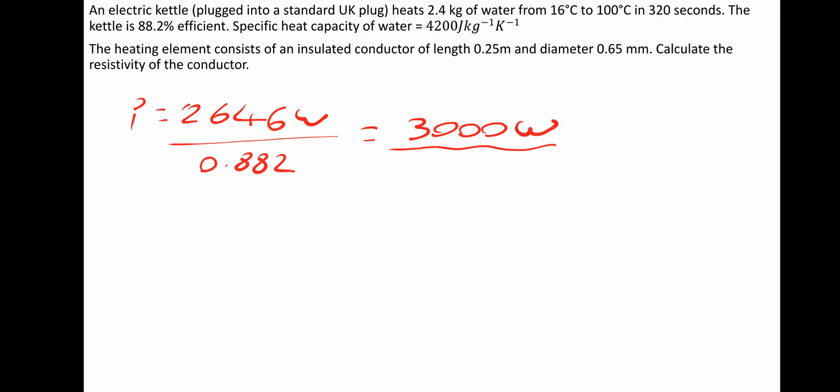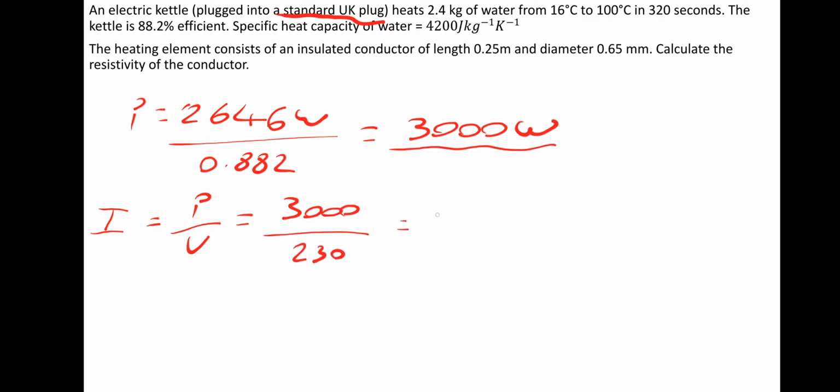Then what we can do is find the current. So the current is power over voltage. So we've got 3000 watts divided by the voltage. It's in the UK, it's a standard UK plug. So that'll be 230 volts, which gives a current of 13 amps. Which is basically the limit of what we can use in a plug.